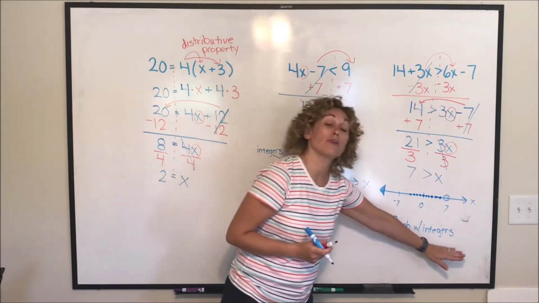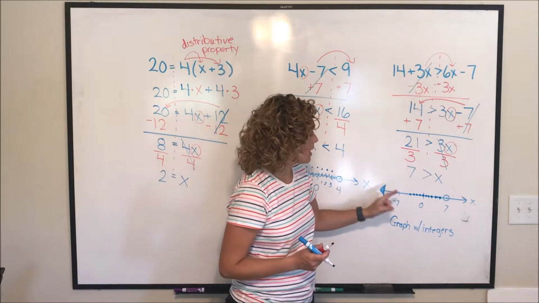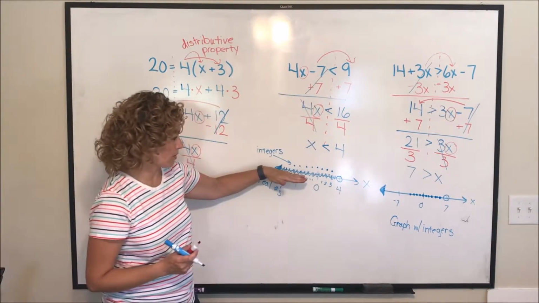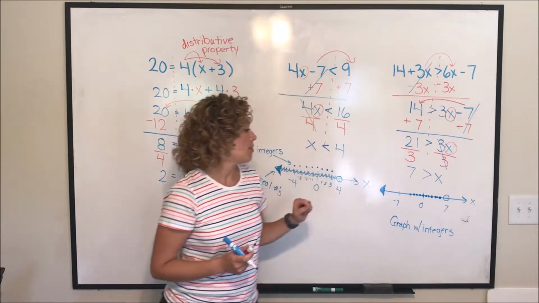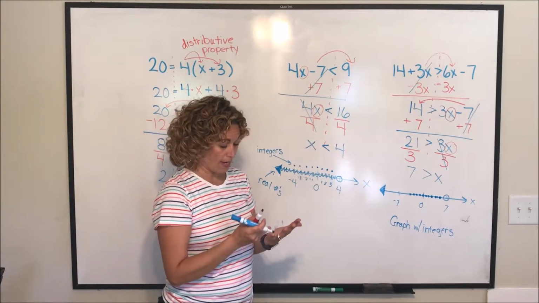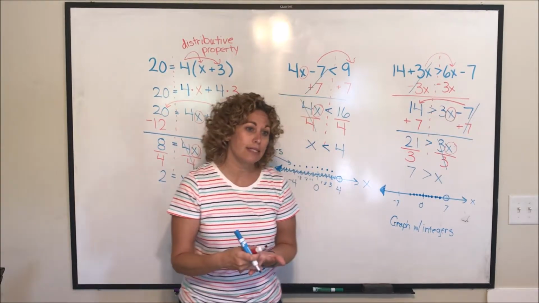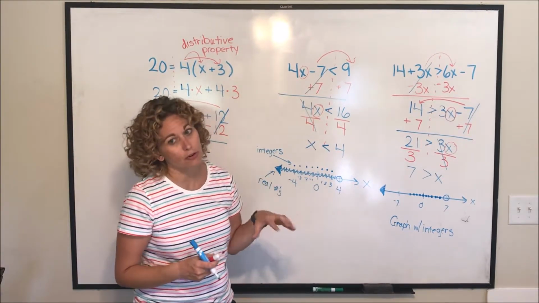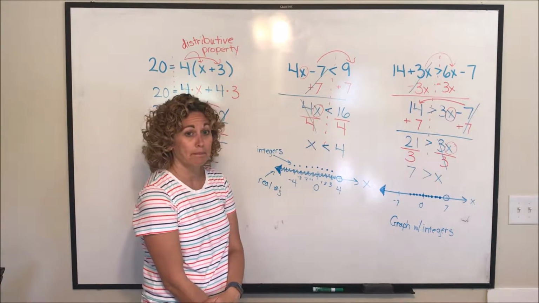Because I asked that you would graph with integers and you do not have those numbers in the cracks, I can't actually color the whole line like we did over here. Instead, I would have to put little dots to show that it only exists at negative numbers, 0, and positive numbers. It does not exist at any of the numbers in the cracks, your fractions, your decimals. Okay?